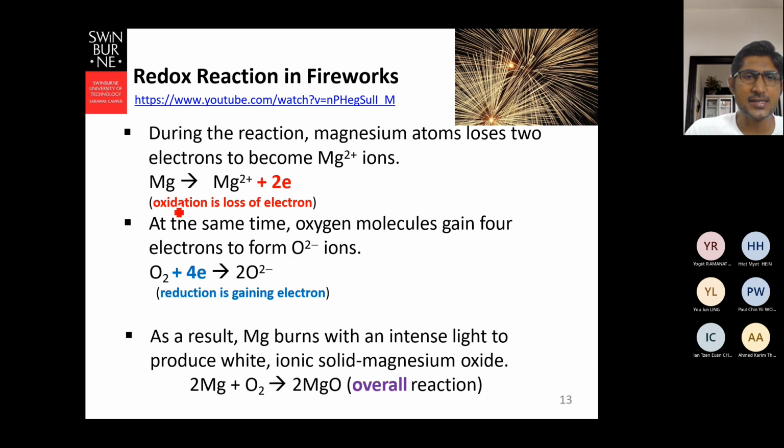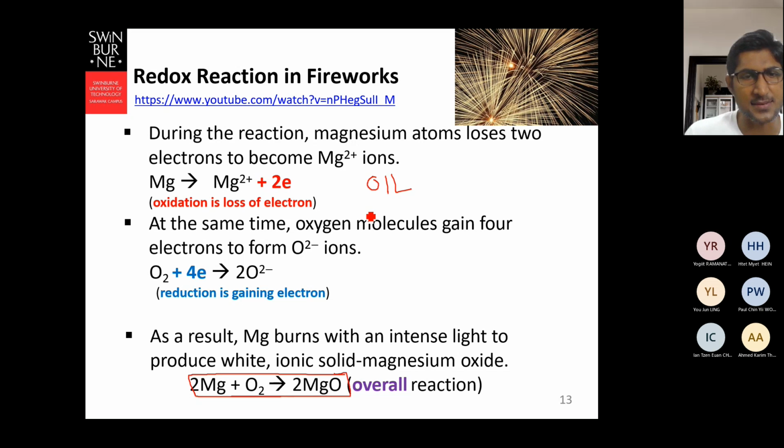No, it is oxidation. Oxidation is losing of electrons. Remember OIL: oxidation is losing. So oxidation is happening here. Magnesium is losing 2 electrons. At the same time, oxygen, since it is more electronegative, will take up 2 electrons and become reduced. The reduction will happen there. So the oxidation reaction is going on, and the overall reaction is 2 magnesium plus oxygen. You just remember this reaction, right? We will use this later as well.